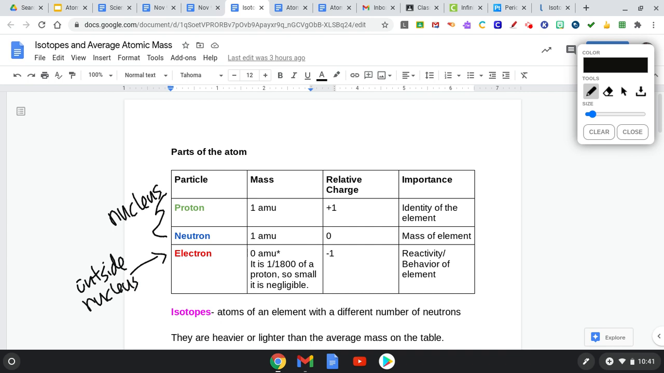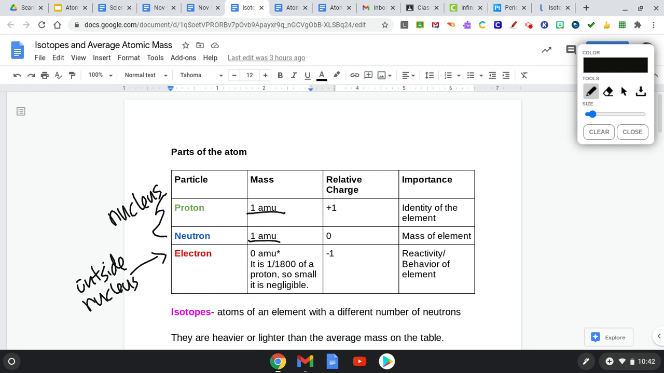in the electron cloud. Okay, one thing I want to point out is your protons and neutrons have approximately the same mass of 1 atomic mass unit. And in a lot of textbooks, you're going to see that the electron has 0 atomic mass units. This does not mean that it is actually 0. It is 1 over 1800 of a proton. That's the 1 over 1,800th of a proton. So it is so small that it's negligible. That's why relative to the proton and neutron, the mass is 0.